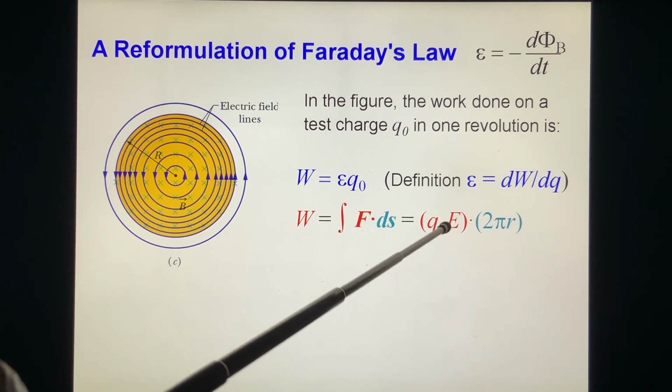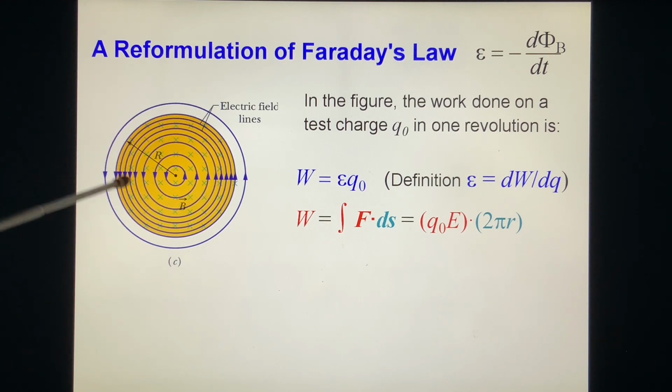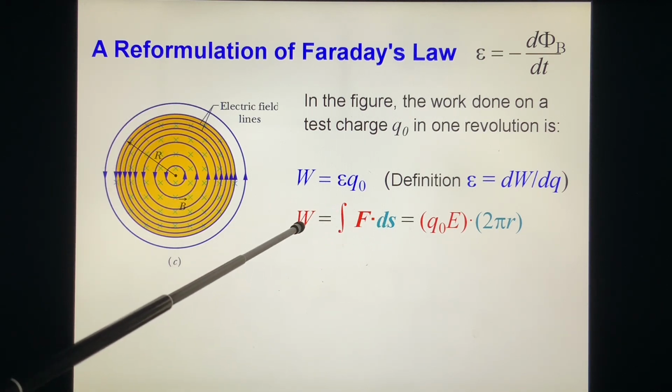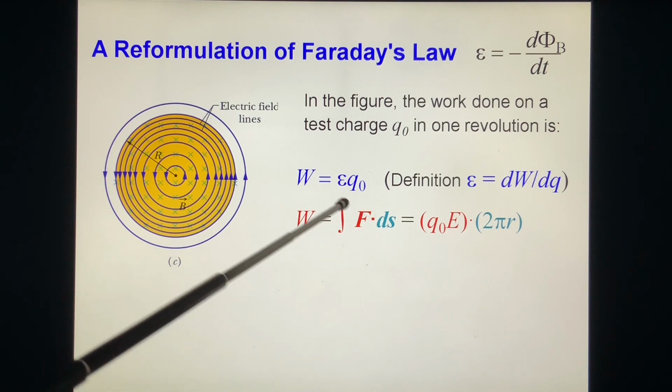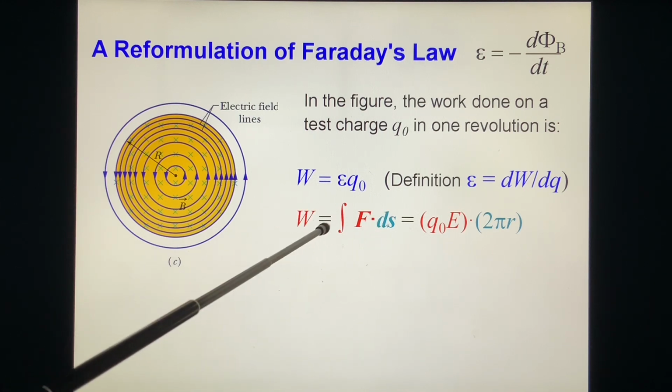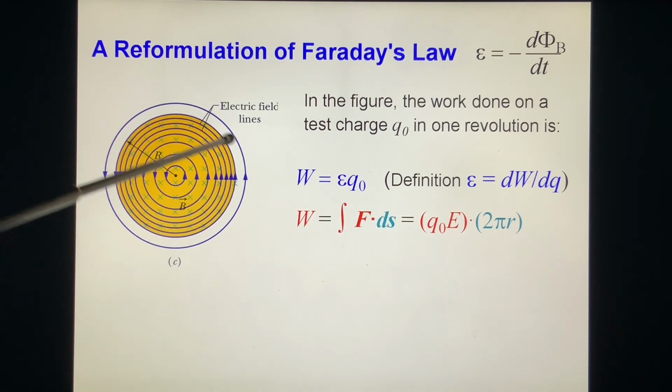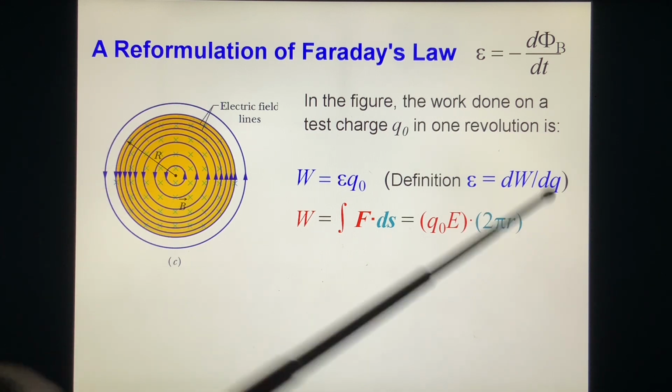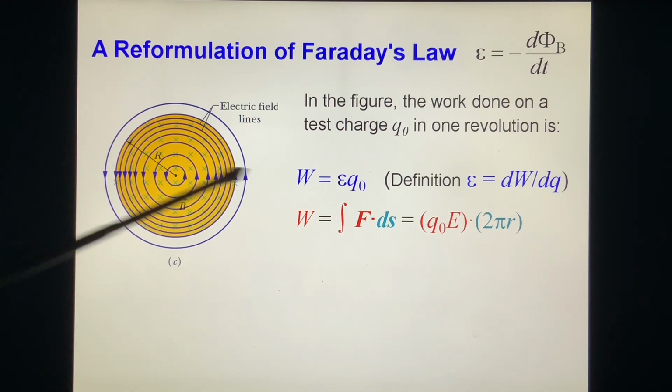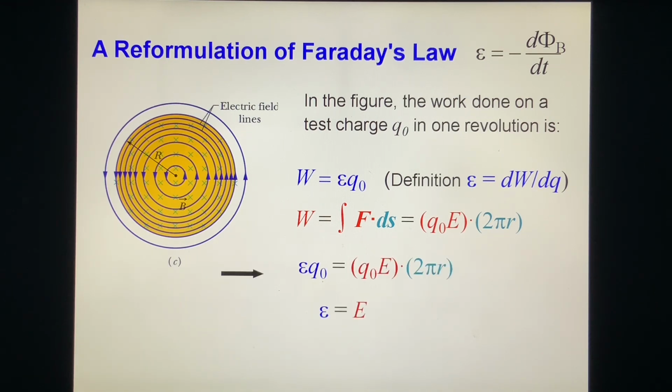E is constant by symmetry, so you can take it out of the integral. Finally, we get Q0 E times the integration of ds. The integration of ds equals the circumference of the ring, 2 pi r. This is the work done by the electric force from a different point of view. They should be equal. We make them equal, okay, and Q0 cancels out. We get epsilon equal to E 2 pi r.